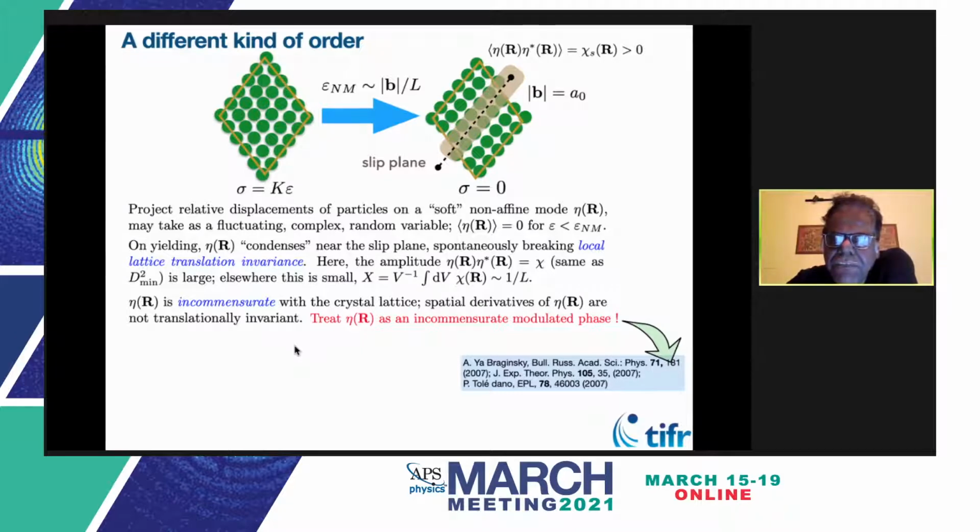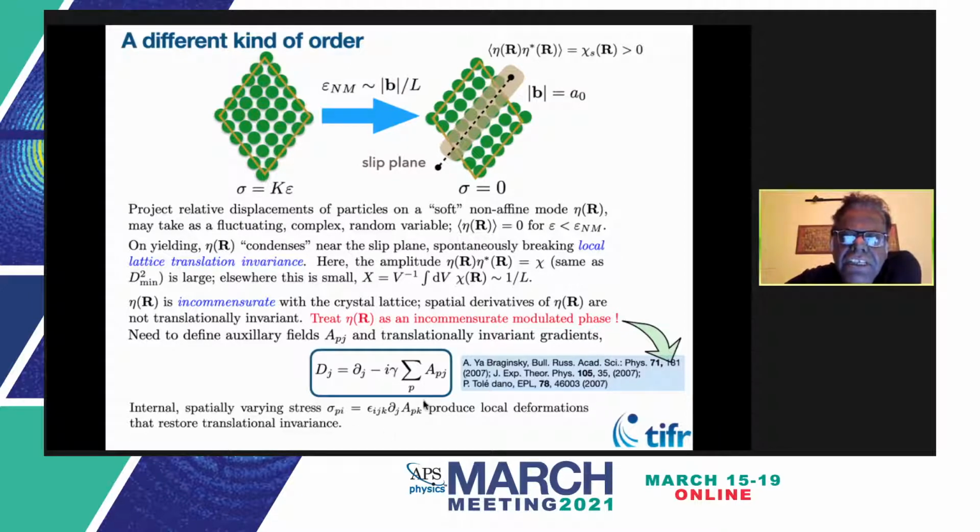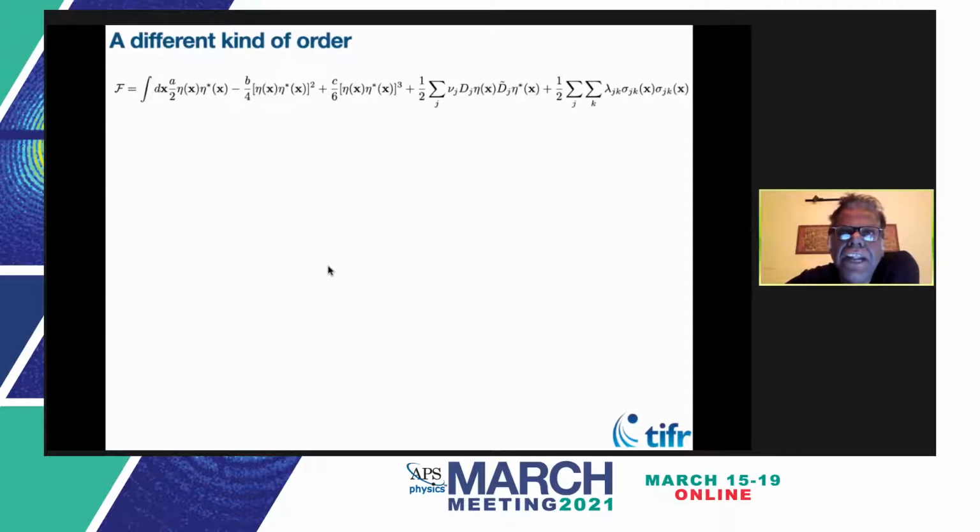The theory of incommensurate phases, such as incommensurate charge density wave or a concentration wave, is extremely well developed, and there are a lot of papers. So we just simply shamelessly borrow the entire mathematical formulation from these papers. And the only lesson that we take from here is that we have to replace derivatives by translationally invariant gradients, which involves auxiliary fields. The curl of these auxiliary fields produces internal stresses which produce local deformation that try to restore translational invariance. So this is the only lesson that we need. And then we can write down a Landau-Ginzburg theory.